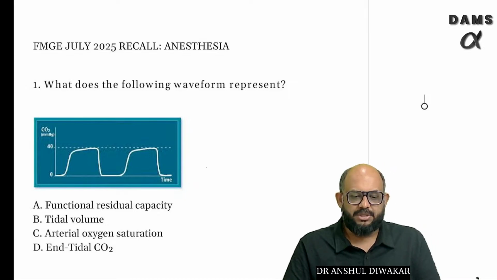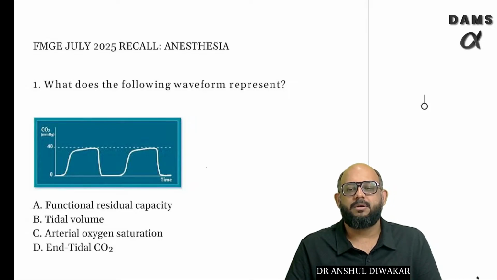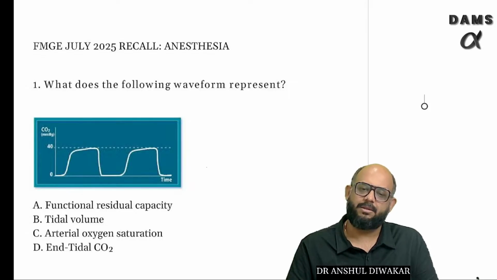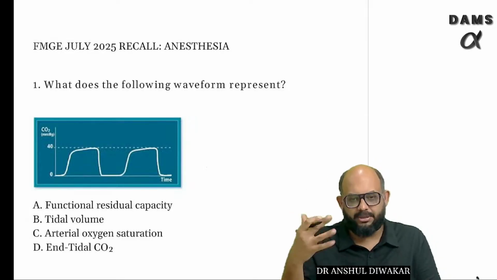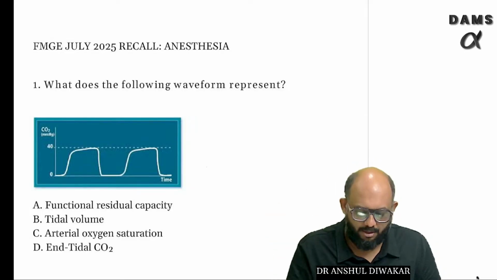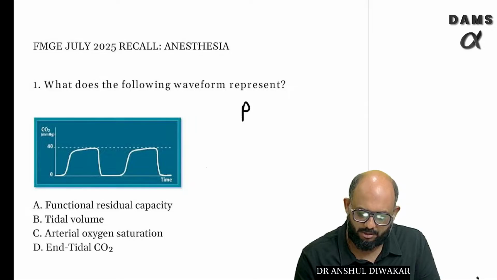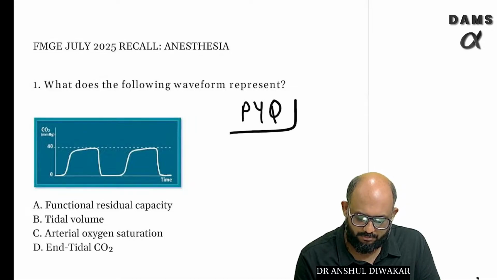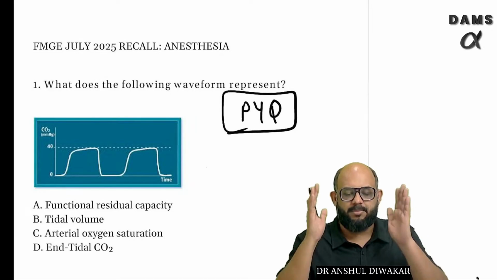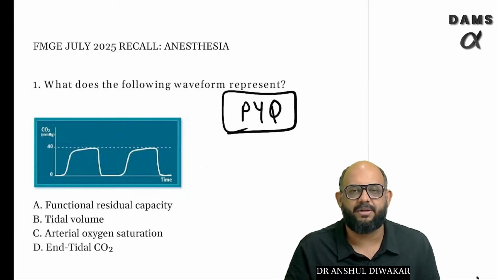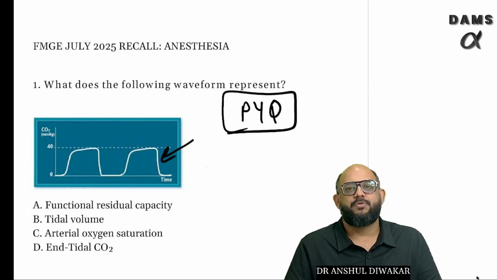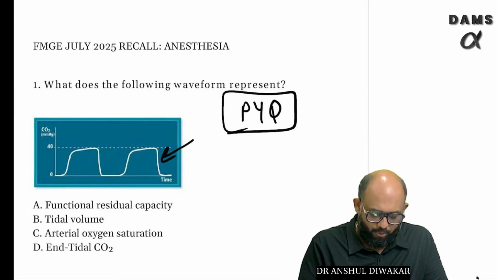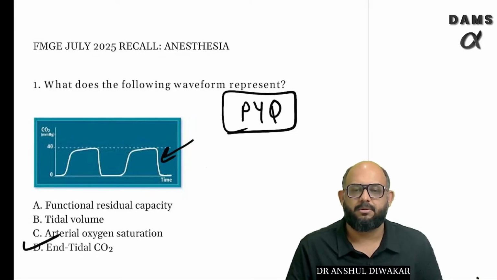So out of the seven questions, let's start with the first question. What does the following waveform represent? It was either a waveform that was given or an image of a monitor with an arrow, and that is again a PYQ from the past, a NEET PYQ where they give the image of a monitor and ask you to identify the particular waveform. Since it was a square waveform which was moving along with breathing, it tends to be end-tidal CO2 concentration.